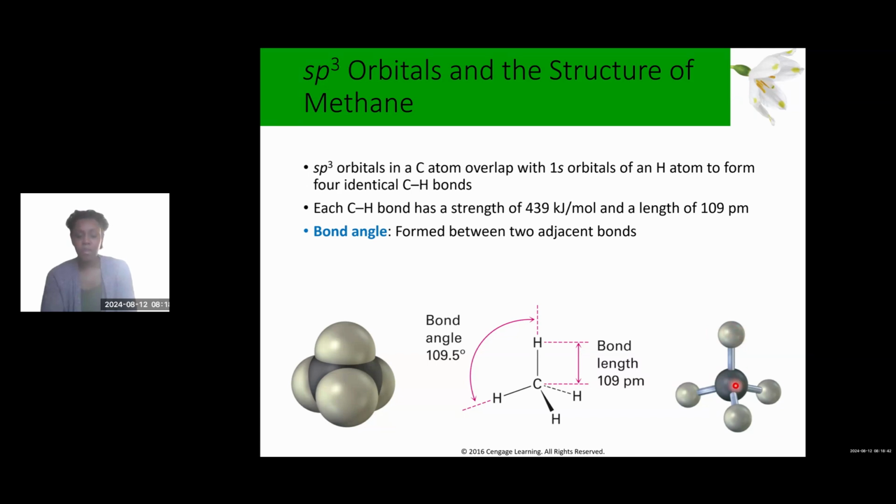And the best way to describe this is pretty much when you're bonded to 4 different things, you have the sp3, okay?